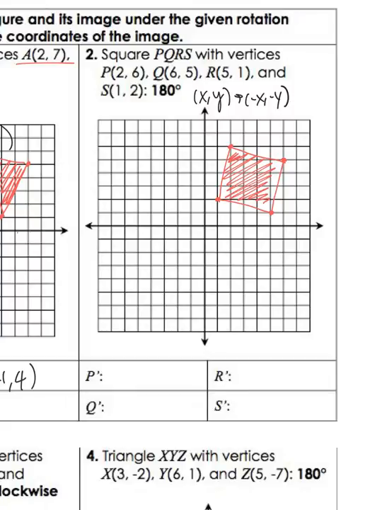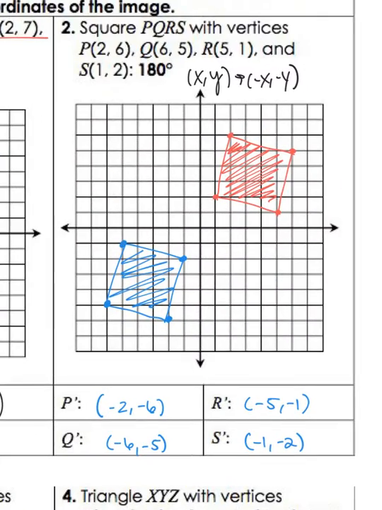And we're going to rotate it 180 degrees. So it's actually going to be in this box, because this box would be 90, this is 180, and this is 270. I'm going to just make them negative. So (-2, -6), (-6, -5), (-5, -1), (-1, -2). So here we go. (-2, -6), (-5, -1), (-6, -5), and (-1, -2). There we go. So that's that one.